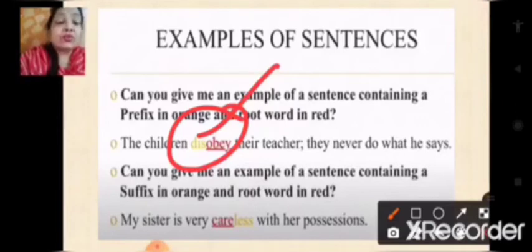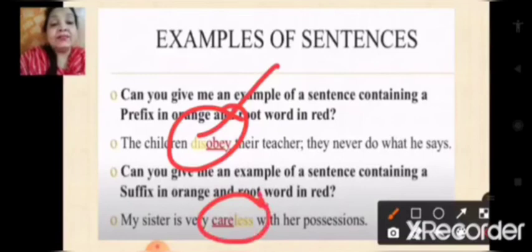Now the next one, can you give me an example of a sentence containing a suffix in orange color and root word in red color? Yes, we can do that. And the sentence is, my sister is very careless with her possessions. Right? So over here, the suffix that we have used is less, right? And the main word, that's the root word, is care. Now, as we know, prefix is used before the main word, that's root word, and suffix is used after the main word, that's the root word, right? Yes, so I hope you all are very much clear with the concept of prefix and suffix.